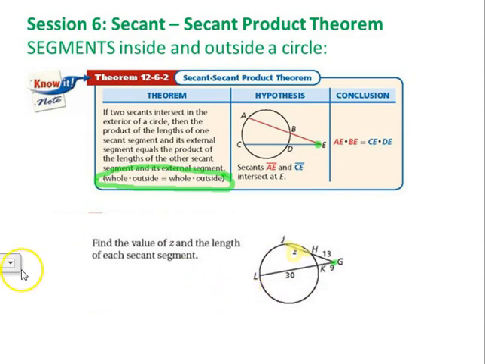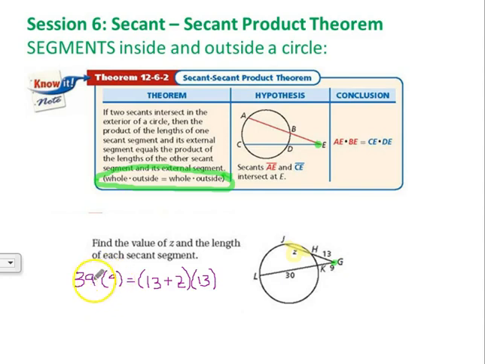So let's go ahead and set up our equation. Remember, we're going to take the whole, the entire length, let's do this one down here first: 30 plus 9, so 39 is the entire length, times just the outside length, which is 9. Then we're going to set it equal to the same thing over here. But what is the entire length? I've got an unknown. That's okay. It's just going to be 13 plus z, that's the entire length. And then we'll multiply it times the outside, which is 13.